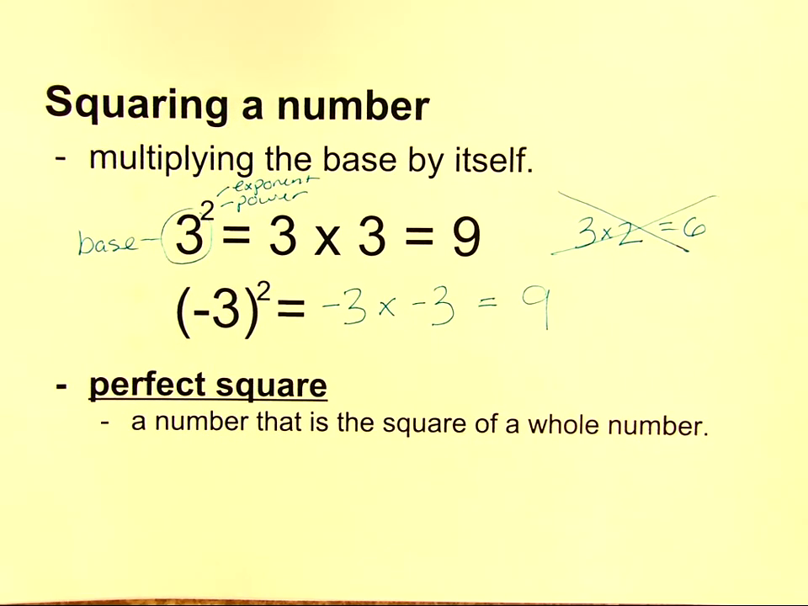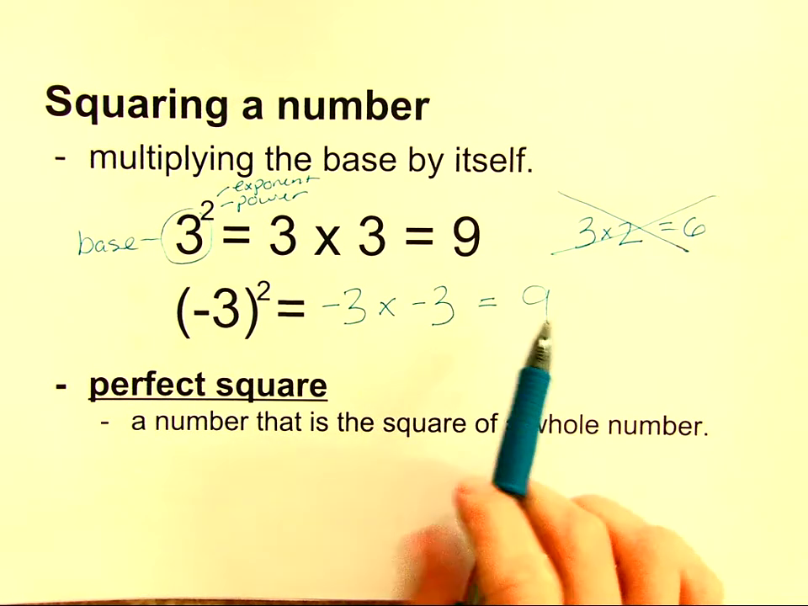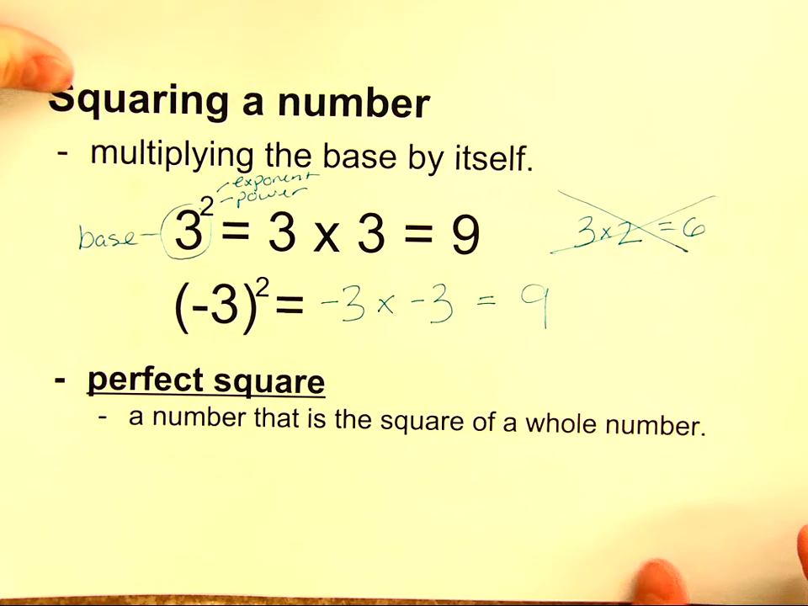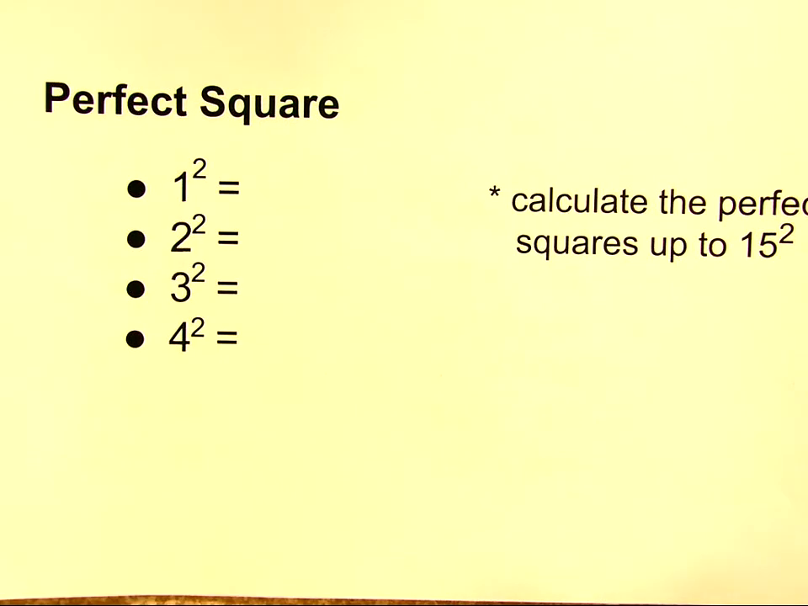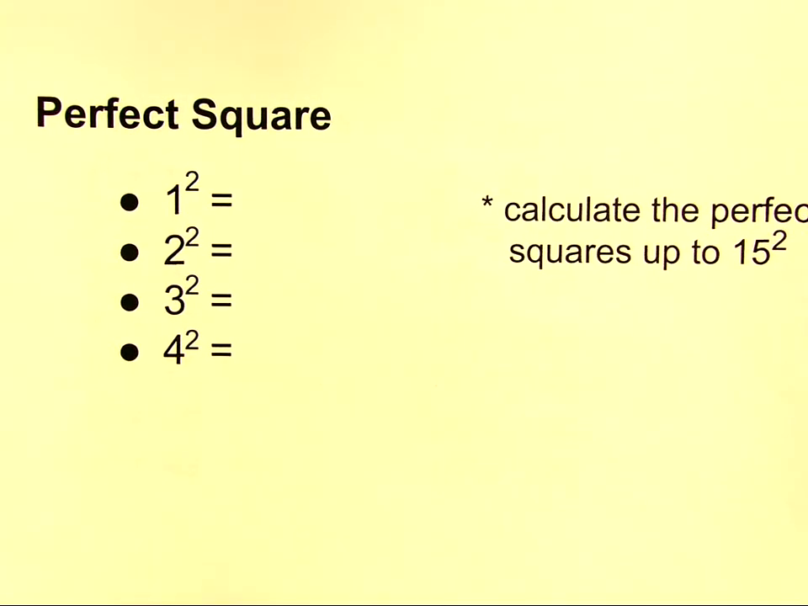A perfect square is a number that is the square of a whole number. So 9 is a perfect square because we got that when we squared 3. Okay, so it's really important to be able to make a list off the top of your head without a calculator of the first 15 perfect squares. That is going to help you solve problems faster in this unit.